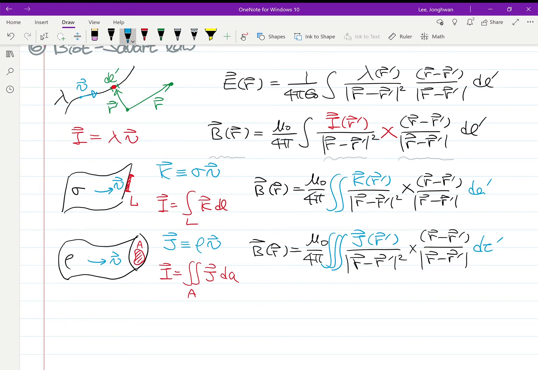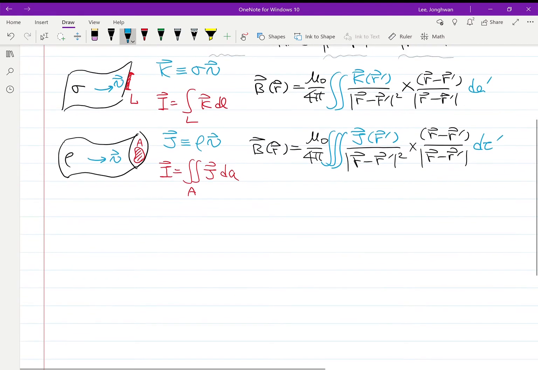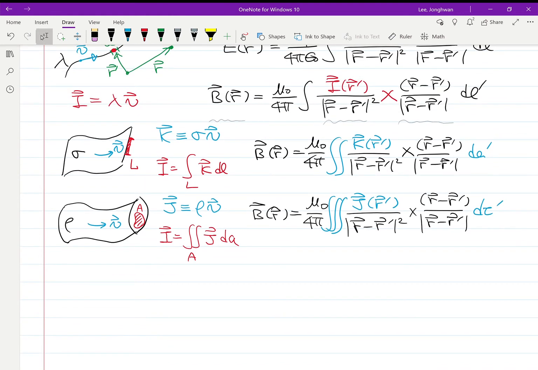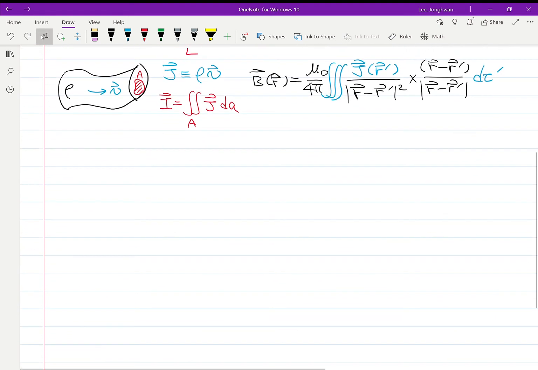Okay. So this is the Biot-Savart law in the cases of a one-dimensional current distribution, two-dimensional current distribution, and three-dimensional current distribution. So I will show you one example. You can find many examples for the line current distribution in many textbooks and online. So here I will show you a little bit more difficult example where we have a two-dimensional current distribution.